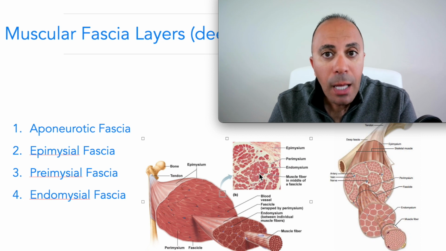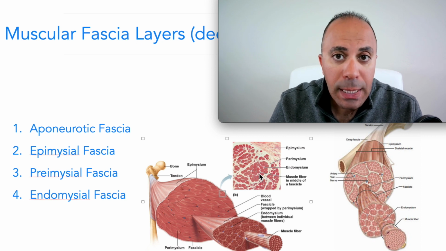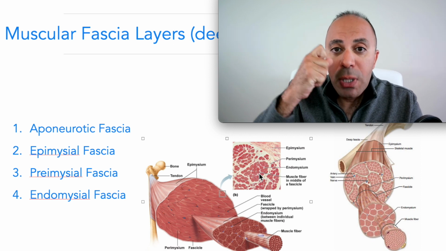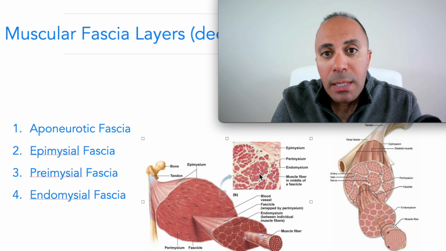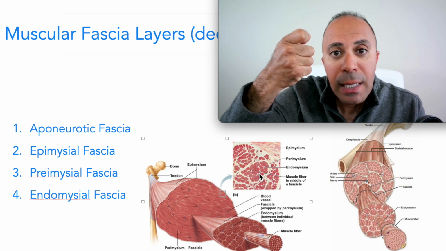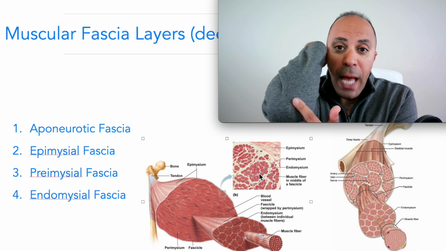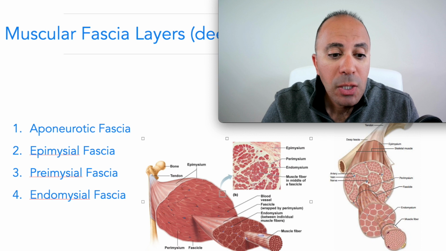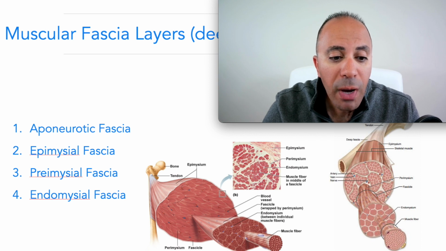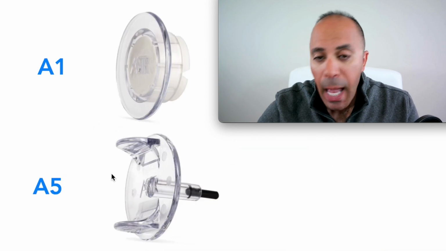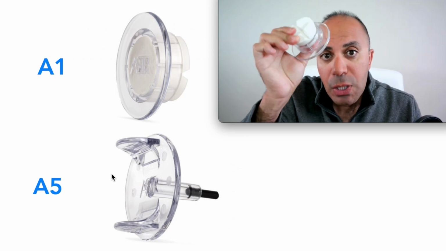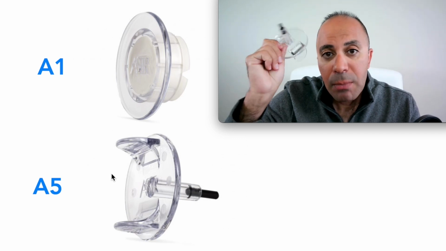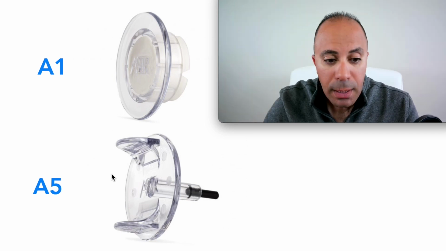That's why I said we cannot pick and choose which area to release, and why foam roller and massage are not effective to release fascia, because with the knuckle or the elbow it's impossible to get to the perimysium and endomysium and release them. You need something that can really go deep to do that release. So what I personally use to release the fascia system is the A1 to release superficial and aponeurotic fascia, and I use the A5 to release the epimysium, perimysium, and the endomysium.